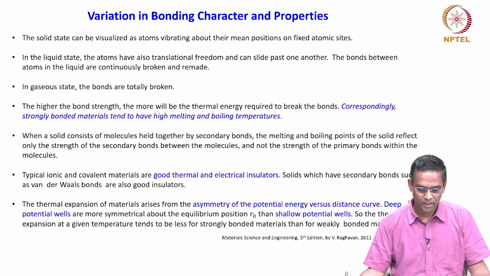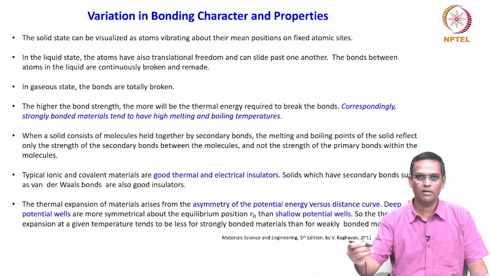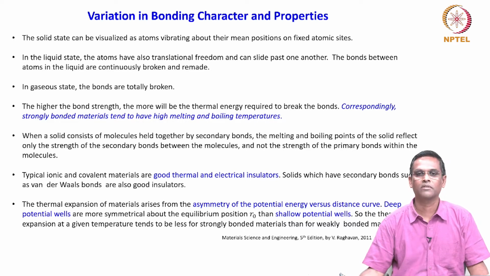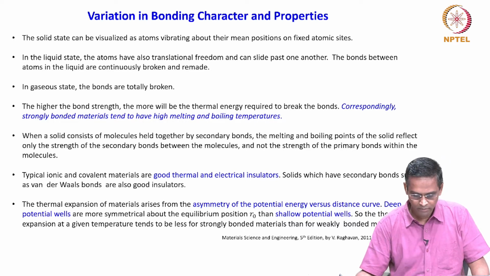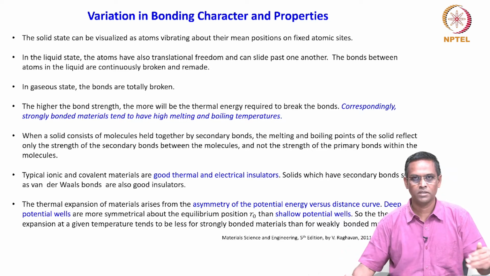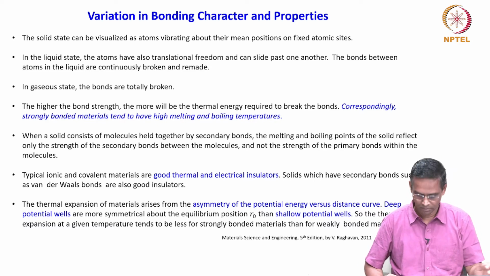The thermal expansion of material arises from the asymmetry of the potential energy well, which we discussed yesterday by looking at the geometry of the curve. Okay. So, we will connect them by giving examples in the coming lectures. These are some of the important salient features about bond characters and properties.